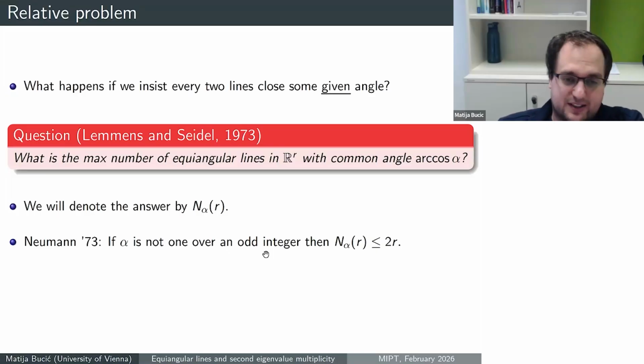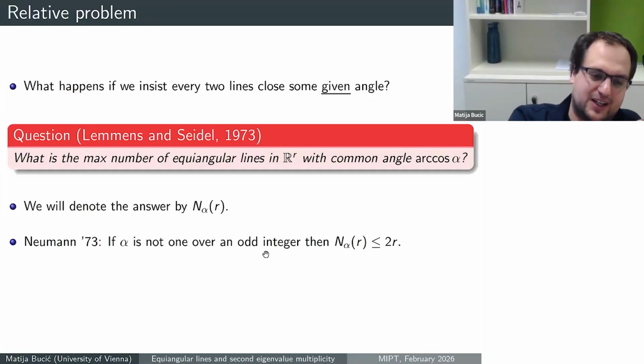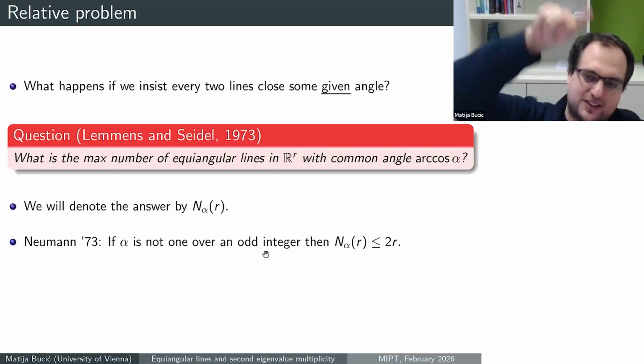But I do want to say at this point that many of the things I'm going to say, I'm maybe not going to say explicitly, but implicitly they're assuming I'm talking about alpha being 1 over an odd integer. And the reason for that is to simplify the story a little bit, because these 1 over an odd integer values are sort of the local maxima of this function.